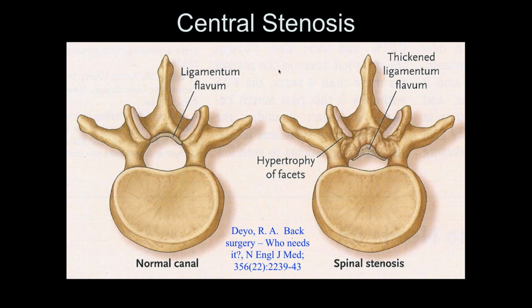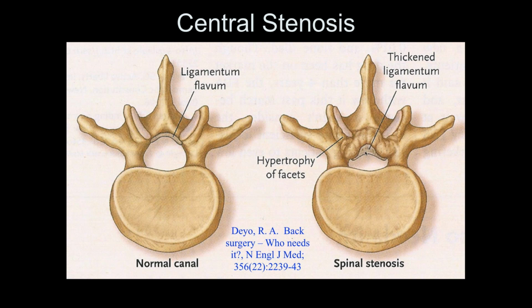And then we can talk about central stenosis. There are a lot of causes for central stenosis. Usually it's a combination of many factors. Usually it's due to hypertrophic degenerative facet disease. And they say thickening of the ligamentum flavum, but most people I've talked to who have actually done histology studies say that it's usually due to redundancy of the ligamentum flavum.